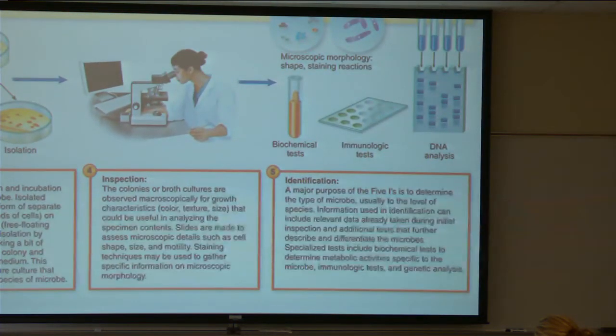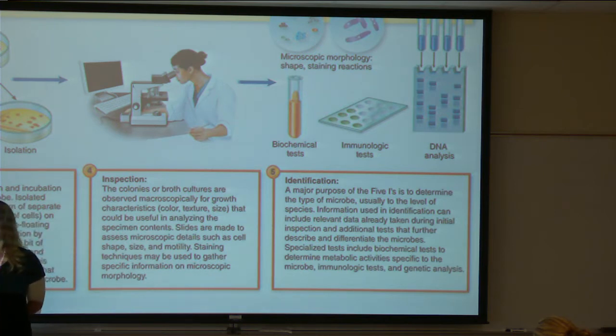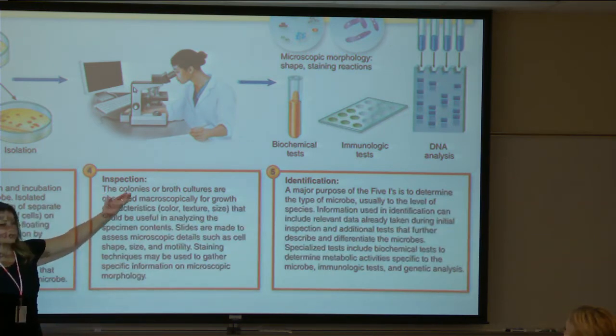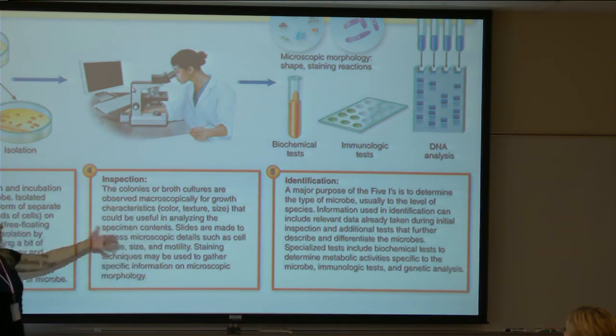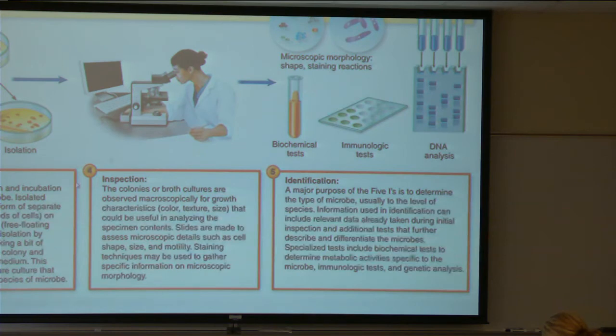Inspection would be further analysis of your bacteria. Let's say you have that pure culture, just that red bacteria, but you want to know what shape it is under the microscope. You want to know if it's gram-positive or gram-negative. You want to see if it's motile or not. You want to know more about it. You can inspect it, so you can look at a number of different aspects of that microbe. So that's inspection.